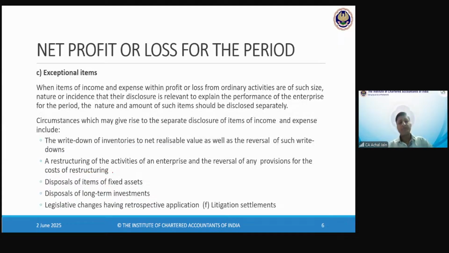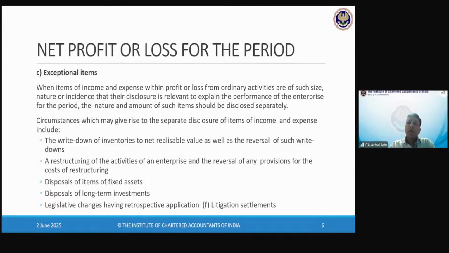Next, there is another concept which is called an exceptional item. Now let's try to understand this concept as well, because generally there is a confusion between extraordinary item and exceptional item. Priyanshi, I'll come to your query. I was just waiting for this question only. I'll come to your query.